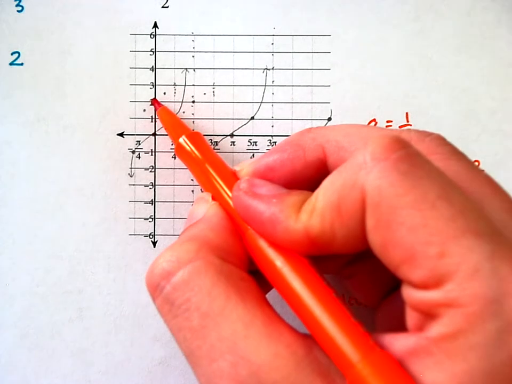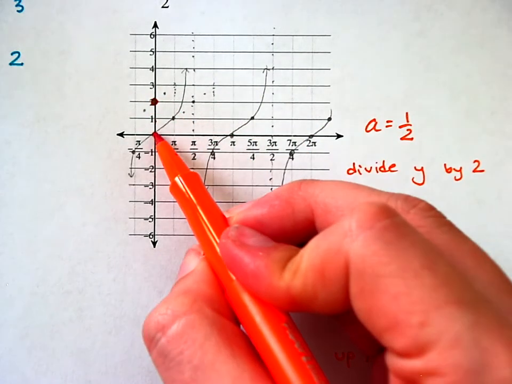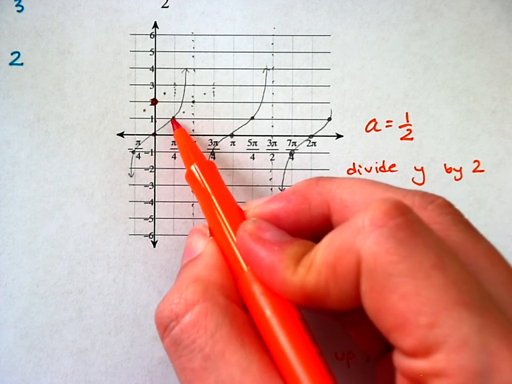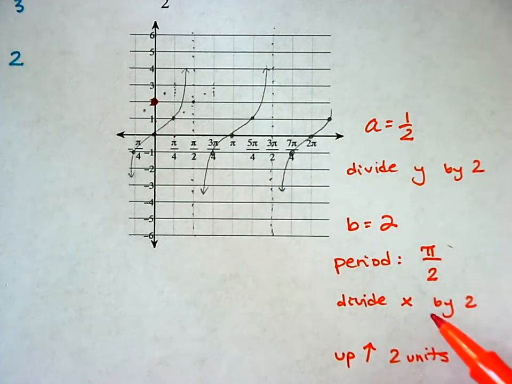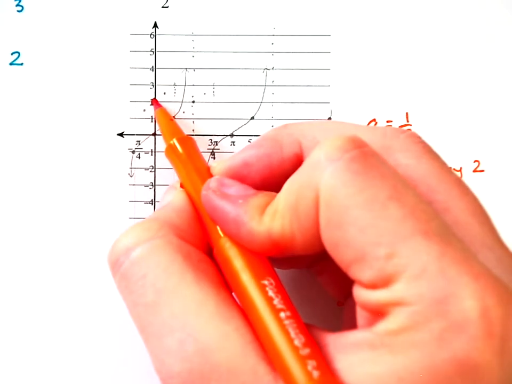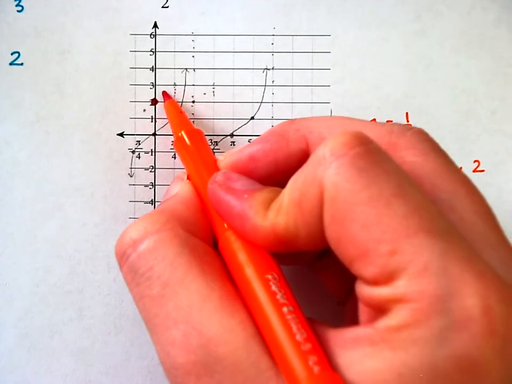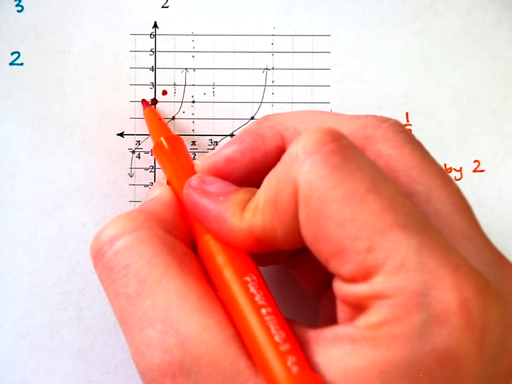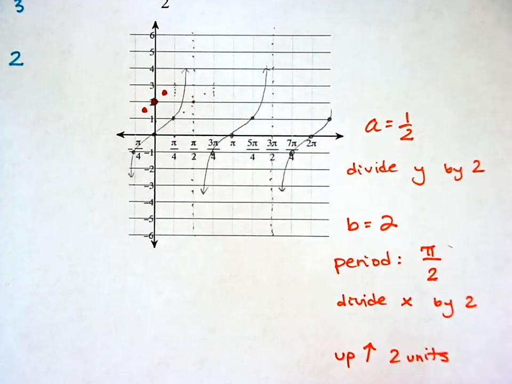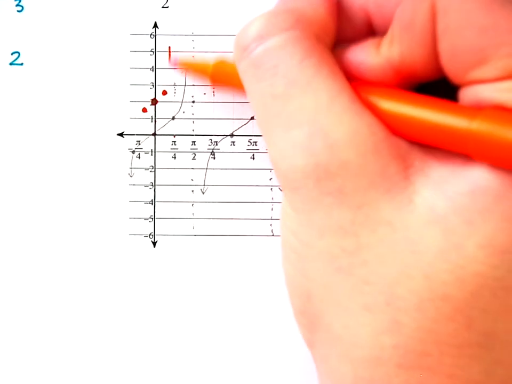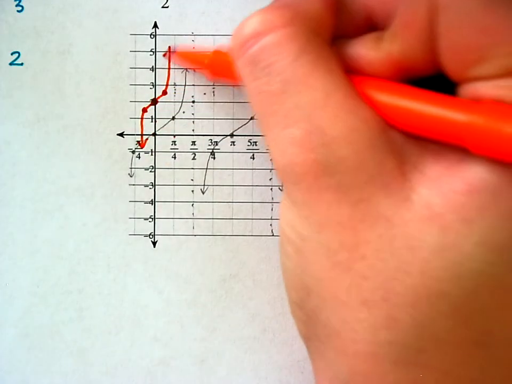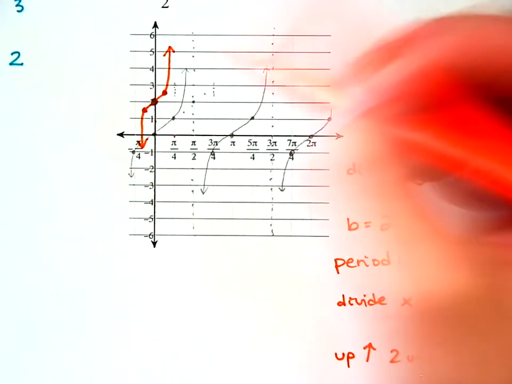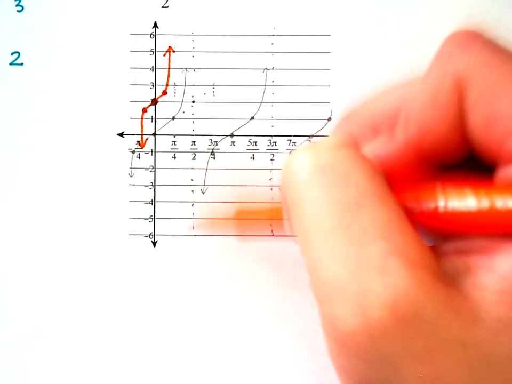So this point right here is where we're going to start. Now with the parent function, normally I go over 1, up 1, or over pi over 4, up 1. But both values have been divided by 2. So now I'm going to go over pi over 8, or half, and up half. Same thing here, I'm going to go to the left half of what I normally do, and down half of what I normally do. So you'll see that this graph is just a smaller, more condensed version of the old curve.